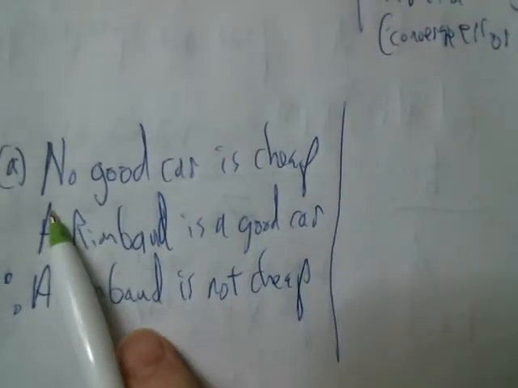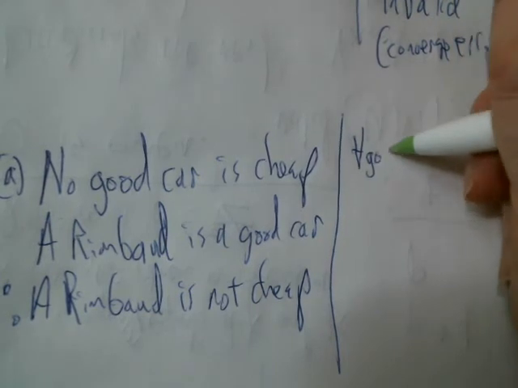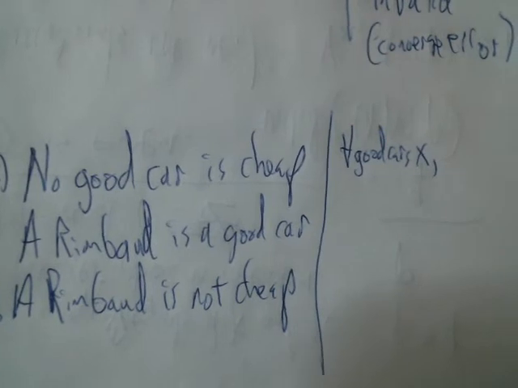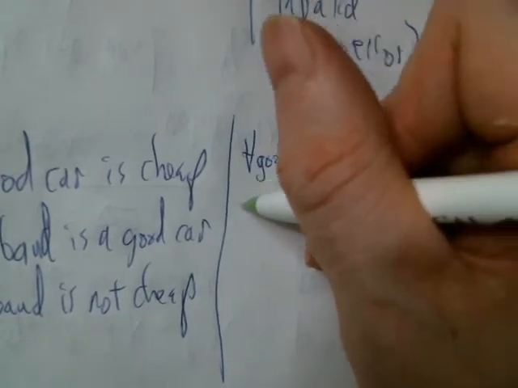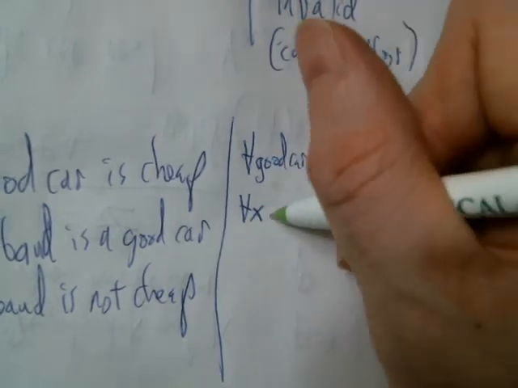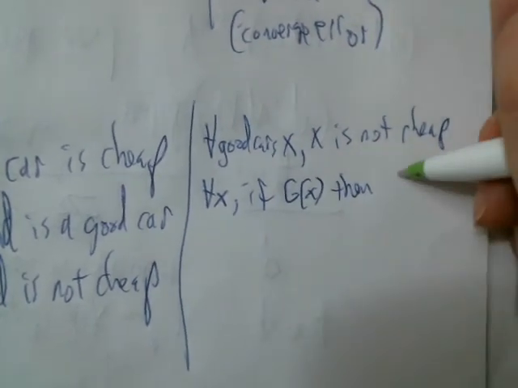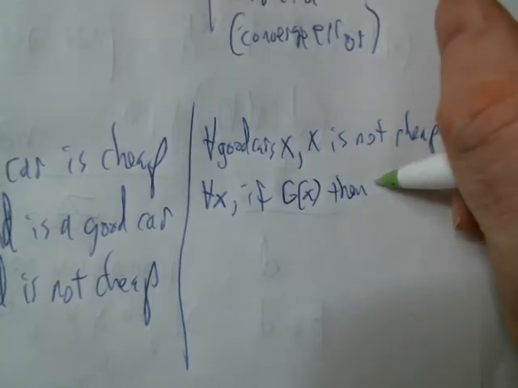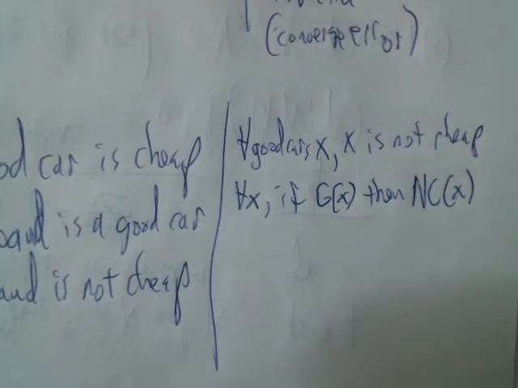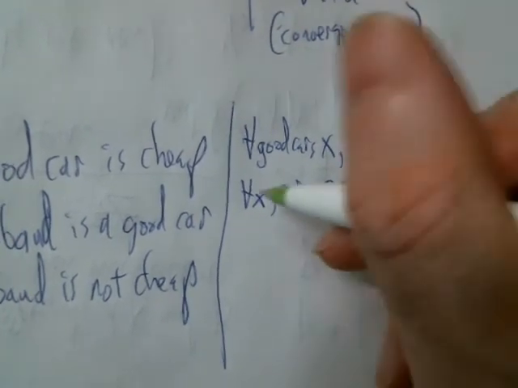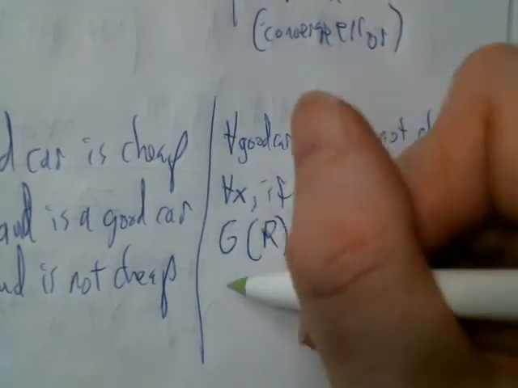Okay, so the form, you may have forgotten, no good car is cheap. This means for all good cars, x is not cheap. And then to rewrite that as a universal conditional, for all objects x, if x is a good car, so we'll say G of x, then x is not cheap. So we'll say not cheap of x. Okay. So you may have to translate a little bit in order to pull these off. The second statement then, in particular, the Rimbaud is a good car. So G of R is given. And then they're concluding Rimbaud is not cheap.